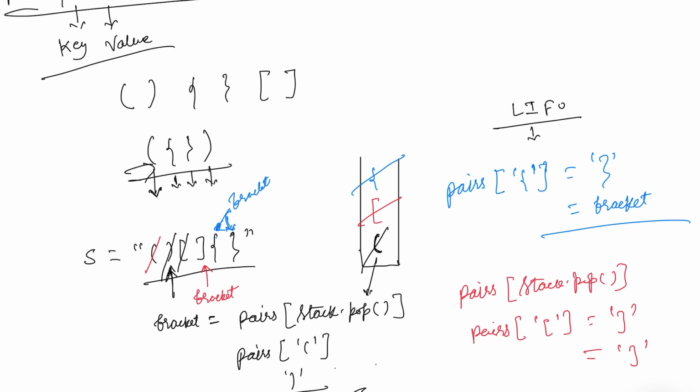If after traversing the whole string the stack length is 0, that means all the parentheses have been matched. That means for each opening bracket there is a closing bracket. So after traversing the complete string, if the length of the stack is 0, or the stack is empty, then we will return true. That means our parentheses satisfy the case.